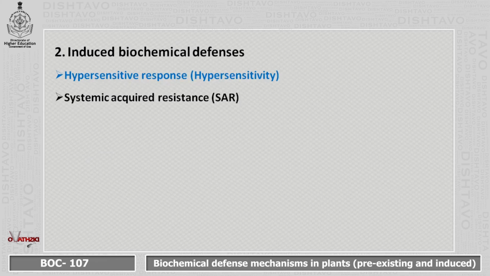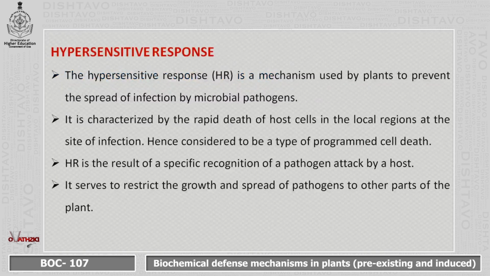Then the next type of biochemical defense is the induced biochemical defenses. These are classified into two types, that is hypersensitive response, also known as hypersensitivity, and systemic acquired resistance. So coming to the hypersensitive response. Hypersensitive response is a mechanism which is used by plants to prevent the spread of infection by microbial pathogens. It is characterized by the rapid death of host cells in the local region at the site of infection, hence considered to be a type of programmed cell death.